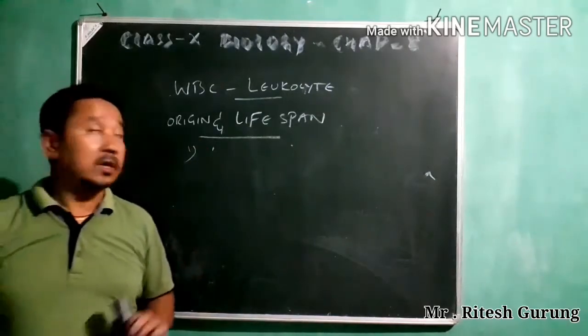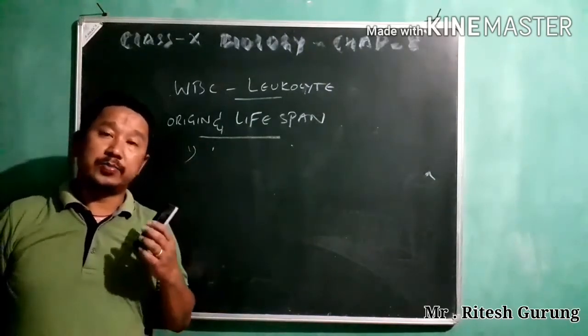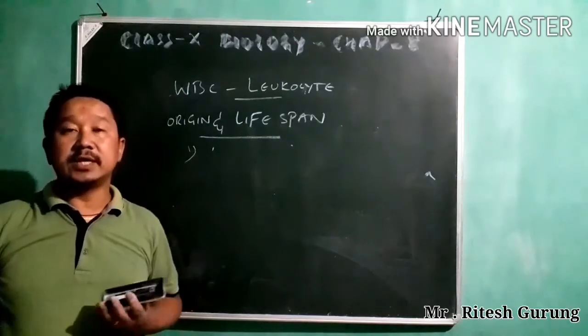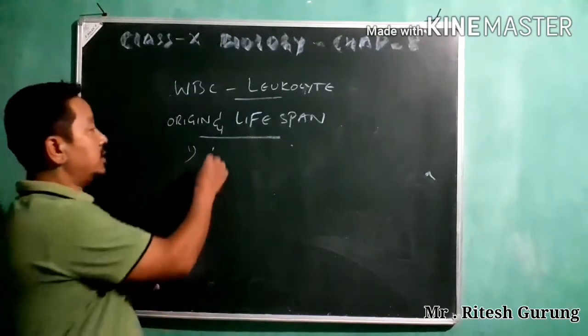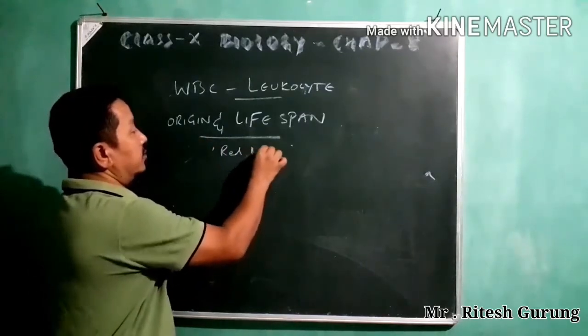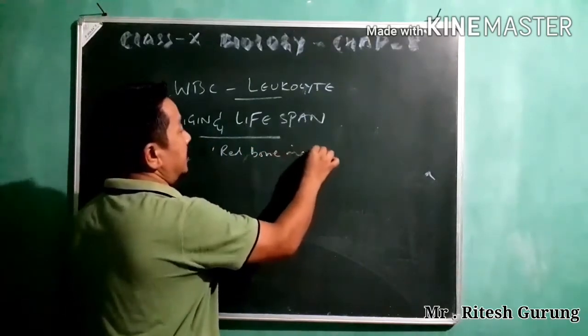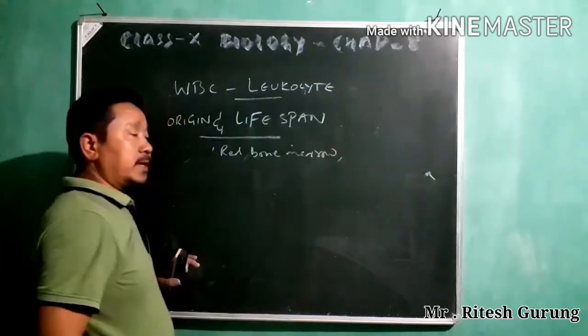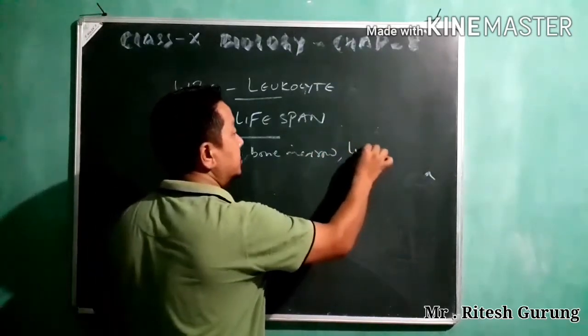WBC or leukocytes are produced or formed in the red bone marrow. Red bone marrow. Then lymph nodes.